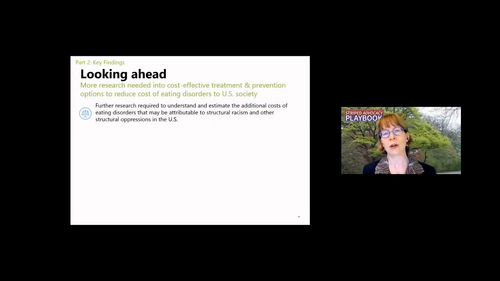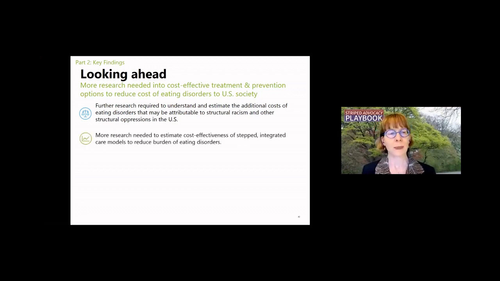We need more research looking at cost effectiveness of treatment and prevention options to reduce the cost of eating disorders in US society. Further research is needed to understand the additional costs with eating disorders that can be attributable to structural racism and other structural oppressions that keep people from getting the care they need, or may even be increasing their risk of developing an eating disorder in the first place. We need more research on cost effectiveness of different models of care, step care, integrated care models. There's a variety of models. Some are more efficient and more effective than others.